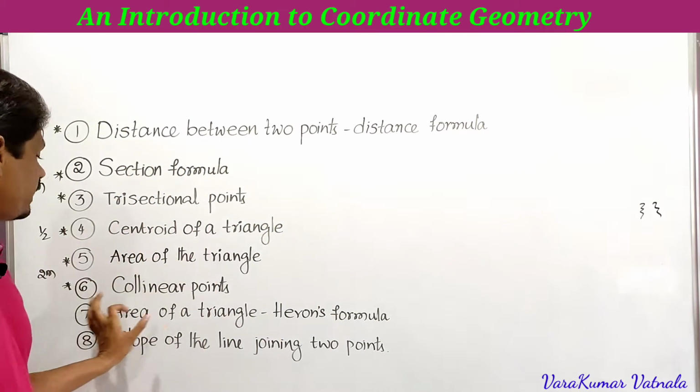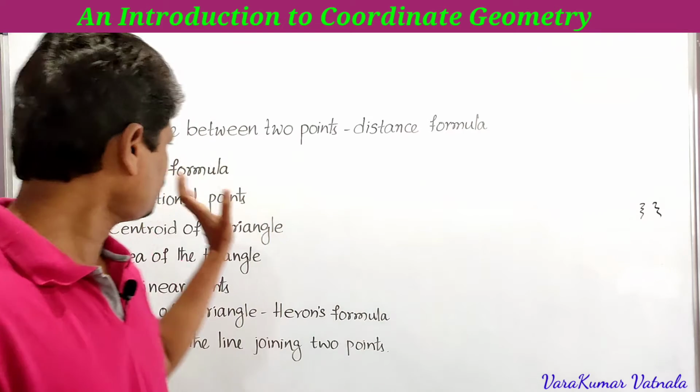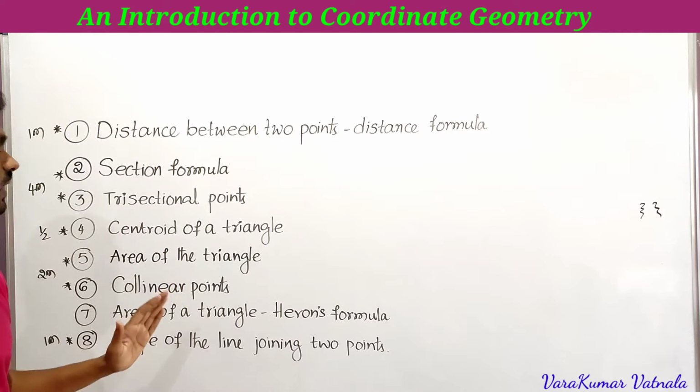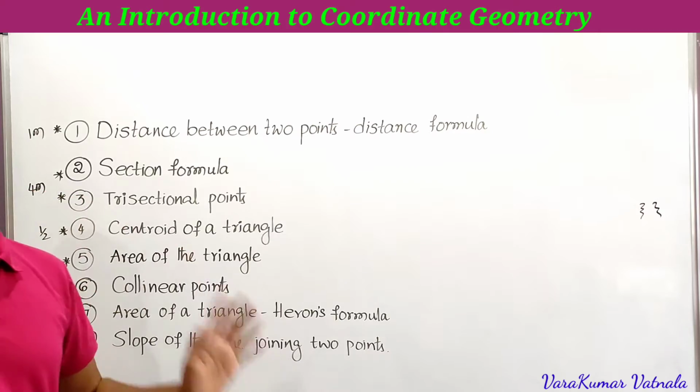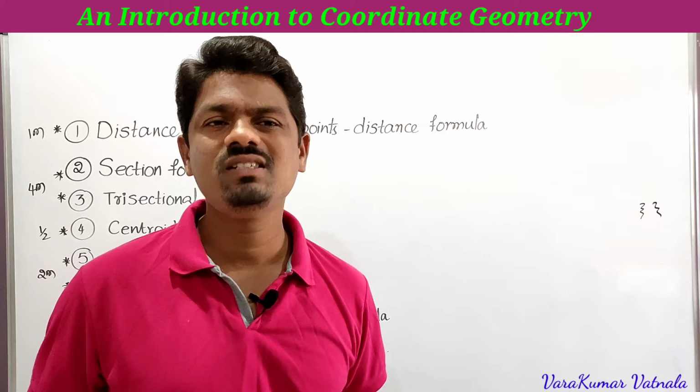So here area of a triangle, Heron's formula, and slope of the line joining points. Here also there is a chance to get a 1 mark problem. So this is the analysis of what we cover in this chapter. So very important chapter and very easy chapter. If you remember the formulas you can do it very easily.